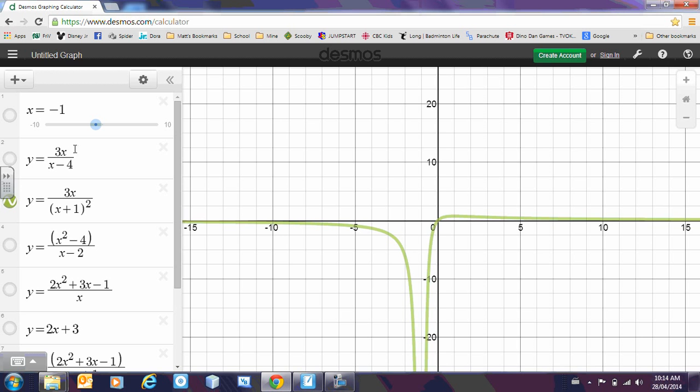So again, just to follow up on the last idea, in this case I have a situation where my highest power on top is x. My highest power in the denominator, if I expand this, is x squared. And so anytime we have that situation where the exponent on top is smaller than the exponent on the bottom, I'll end up with a vertical asymptote.